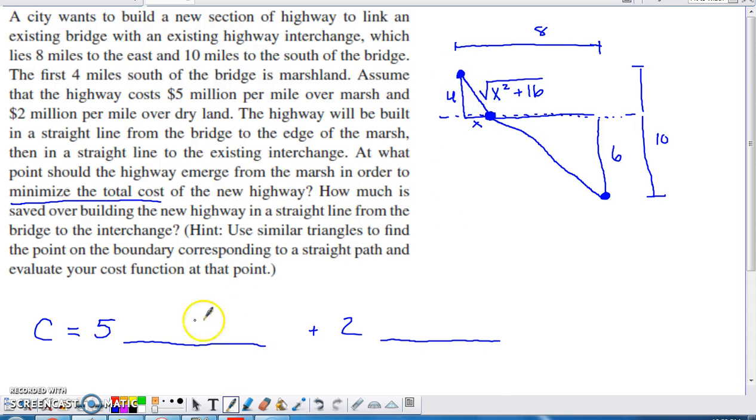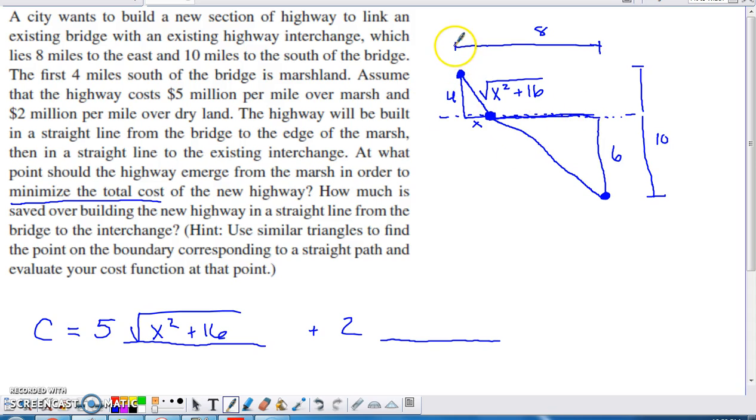So the distance that we're building on the marsh is going to be square root of x squared plus 16 miles. The distance that we're building on the dry land is going to involve something similar. It's going to be a little bit uglier because we don't want to introduce a new variable right here, because then our cost function would depend both on x and a different variable, whatever we assign for this dimension.